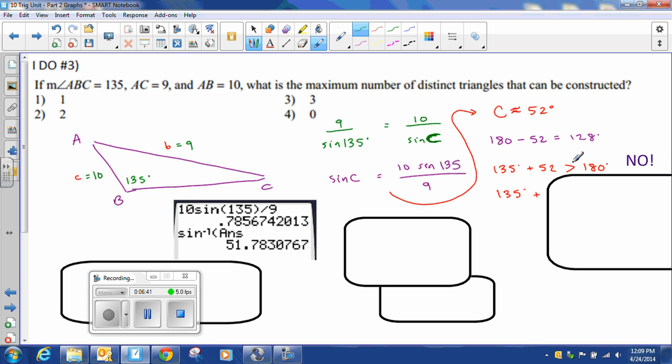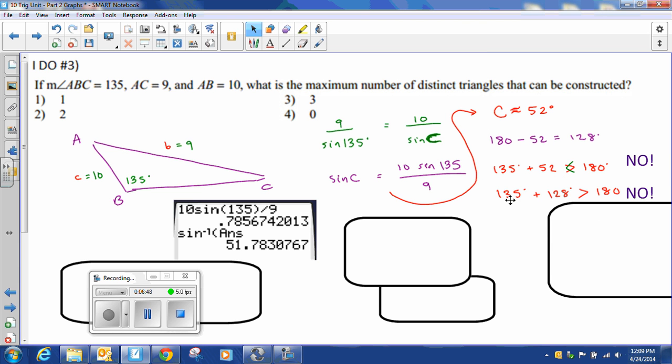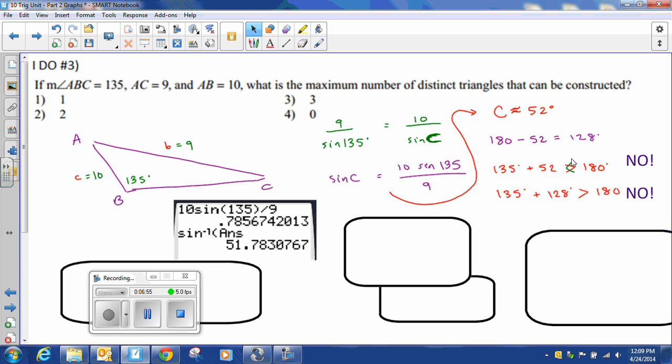Okay, so I think I screwed that up. That should be less than. So is it less than 180? No, it's not. So that cannot work. Over here, 135 plus 128 is also greater than 180, so that does not work. Okay, so this is greater than 180, greater than 180, so it's a no and no. So the answer is no triangles exist.